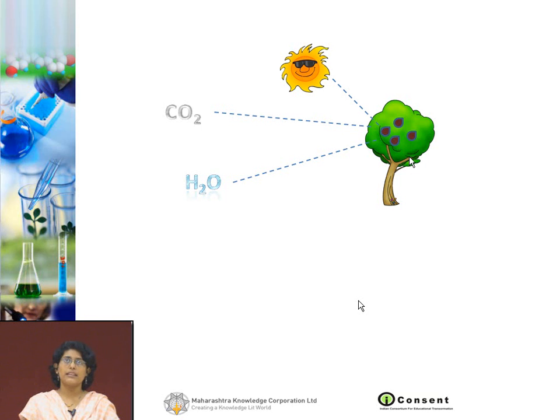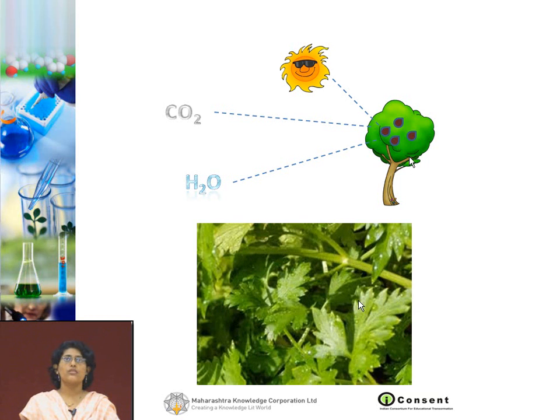The fruits are nothing but the stored food material for the plants. Fruits have mainly the stored food material in the form of sucrose or starch. That's why they are sweet in taste. So what is the site for photosynthesis? These are leaves. Mainly the plant parts which are green in color are mostly the leaves.